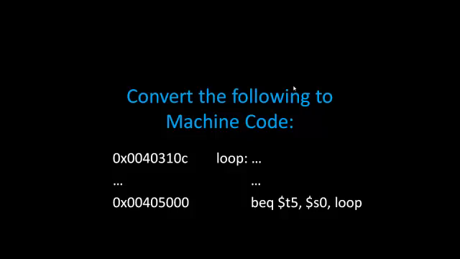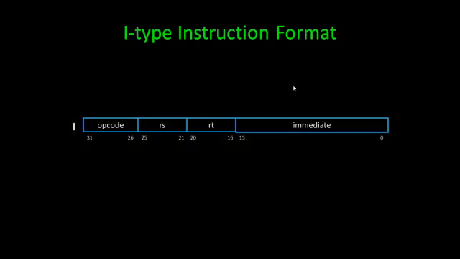Next, we're going to convert a branch instruction into machine code. Here's the typical I-type instruction format. As you can see, it has a 6-bit opcode field. It has an RS and an RT field. However, in contrast to the R-type instruction, which had an RD field, a shift amount field, and a function field, the I-type instruction has a 16-bit immediate field, as seen here.